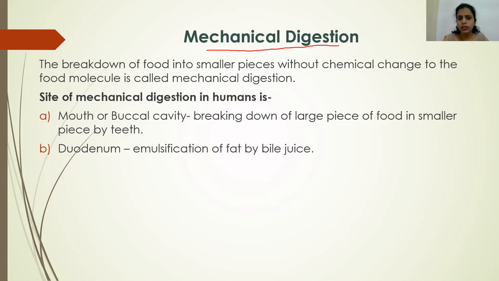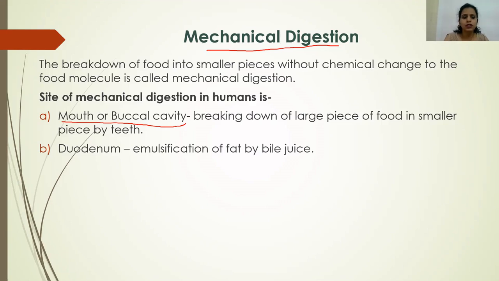Now there are two sites of mechanical digestion in the human digestive system. The first one is the mouth or buccal cavity. When we ingest the food, that means when we take food inside our mouth, in our mouth we have these white colored solid structures which are known as teeth. So in our mouth or buccal cavity, with the help of teeth, the food which we eat is broken down into smaller pieces. The large piece of food is broken down into smaller pieces without any chemical change in that food molecule. So this is an example of mechanical digestion.